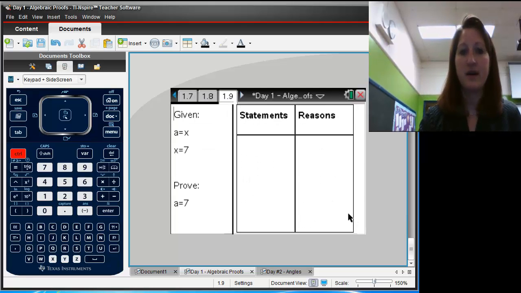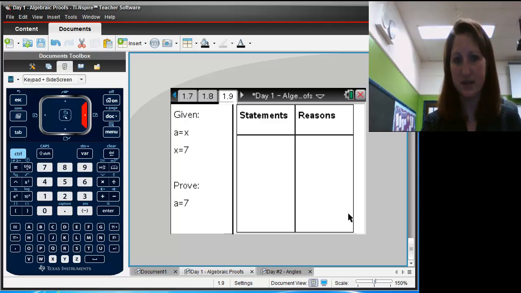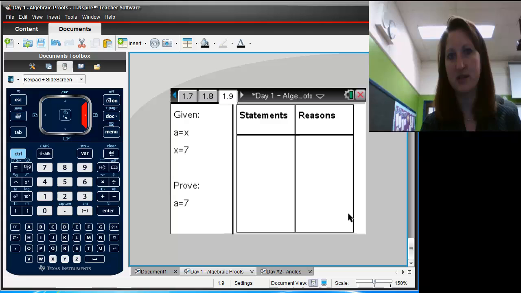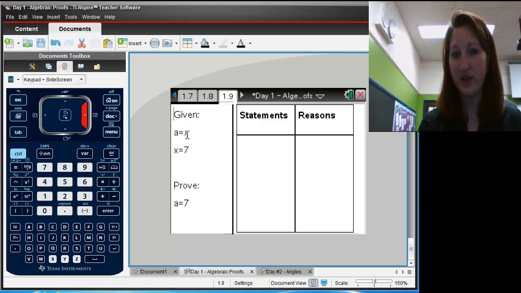Alright, next one, we have a equals x and x equals 7. And we want to prove that a equals 7. Well, this is straightforward transitive property. Basically what you need to do is just recognize that it's saying a equals x and x equals 7. You have the same value on that diagonal right there. Those two things are across from each other.